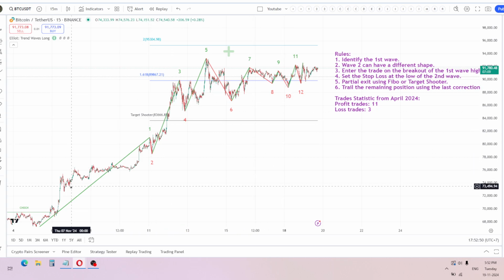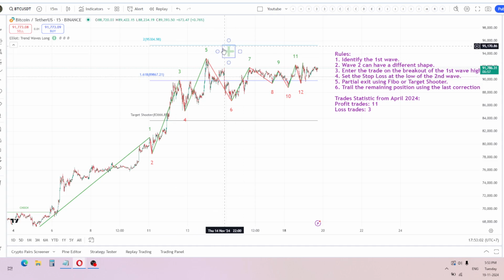As we can see in this example, we reach the target shooter, profit targets 1 and 6 by Fibo, and we mark this with a plus label for profit trades. I have some statistics from April 2024. We can see 11 profit trades and only 3 loss trades.